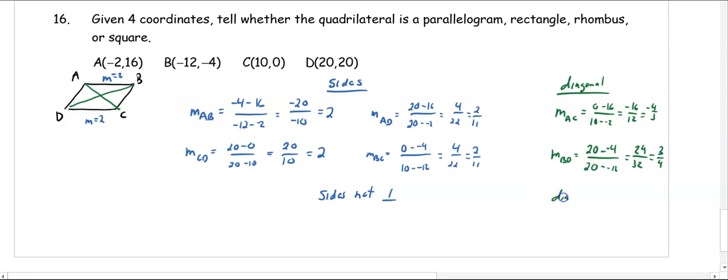The diagonals are opposite reciprocals, which means that because the slopes are opposite reciprocals, the diagonals are perpendicular. The shape that has perpendicular diagonals and not perpendicular sides then is a rhombus.